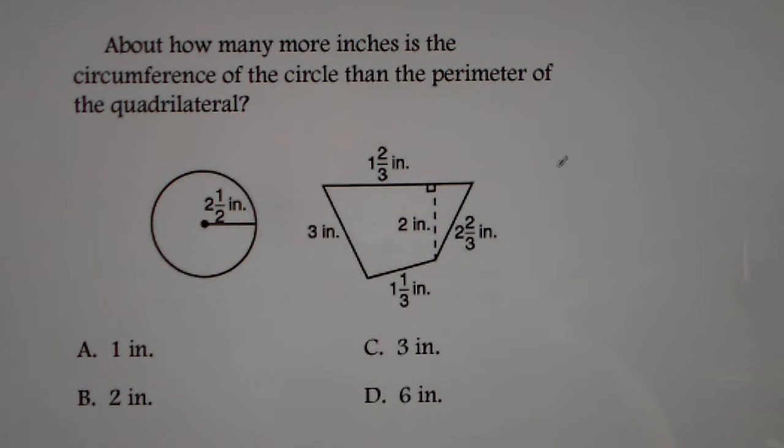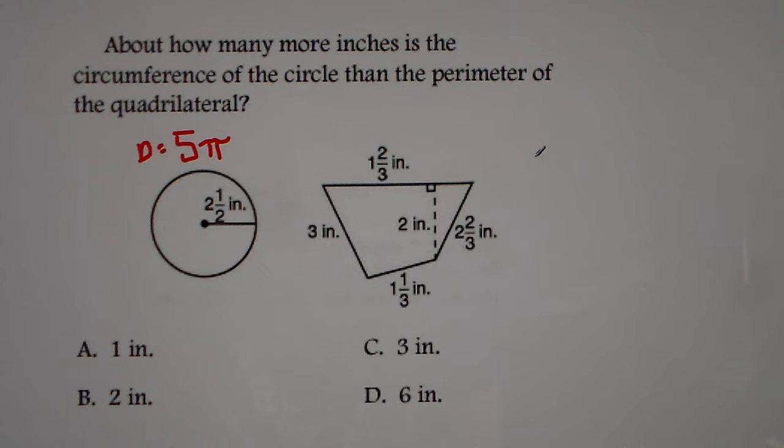Alright, about how many more inches is the circumference of the circle than the perimeter of the quadrilateral? So we find the circumference of the circle, so 2.5. Well, 2.5 times 2 is 5. So it'll be 5 pi is the circumference for the circle. Then to find the perimeter of this polygon, we just add up all the sides. So you have 1.23, 1 2/3.